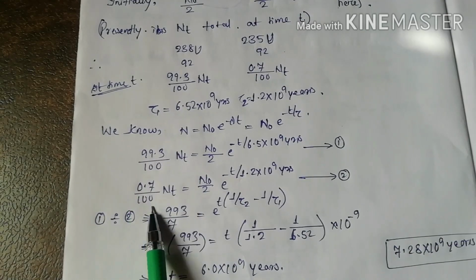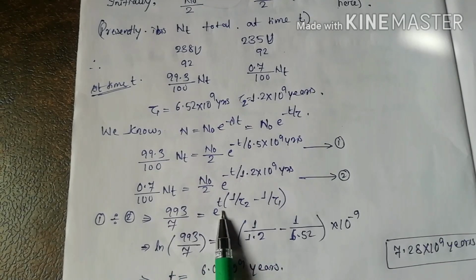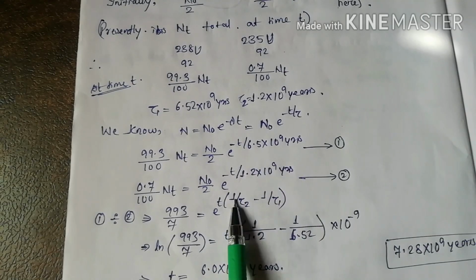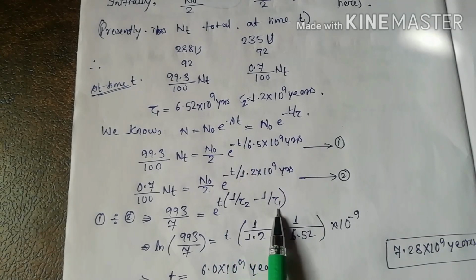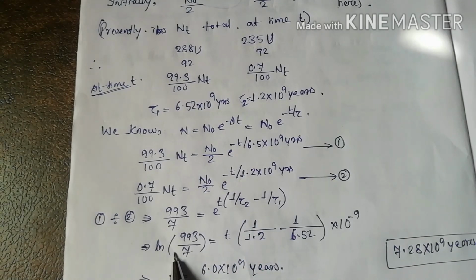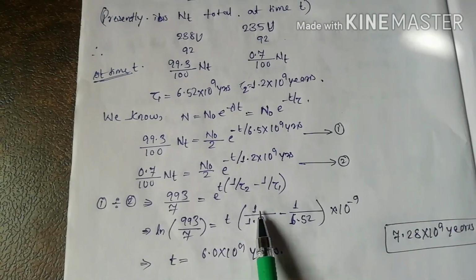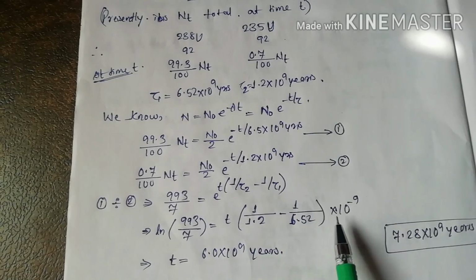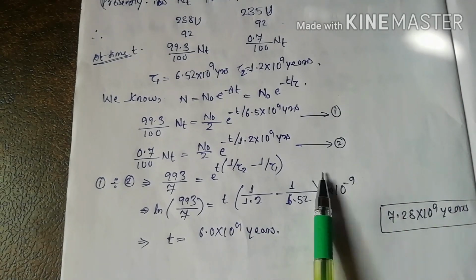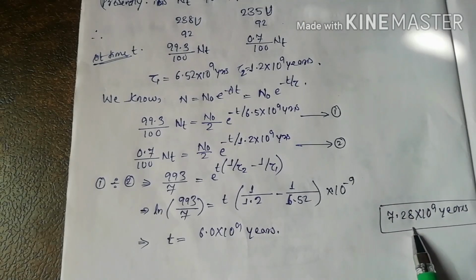So on dividing, on the left hand side we have 993 by 7, which I have just simplified, and nt and nt get cancelled, equals e to the power t times 1 by tau 2 minus 1 by tau 1. This is basic simplification you can see. Taking the log, exponential on removing gives log of 993 by 7 equals t times 1 by 1.2 minus 1 by 6.52 into 10 to the power minus 9, which is taken in the numerator from the denominator. And as a whole, when you calculate this particular term, you will get 7.28 into 10 to the power 9 years approximately.